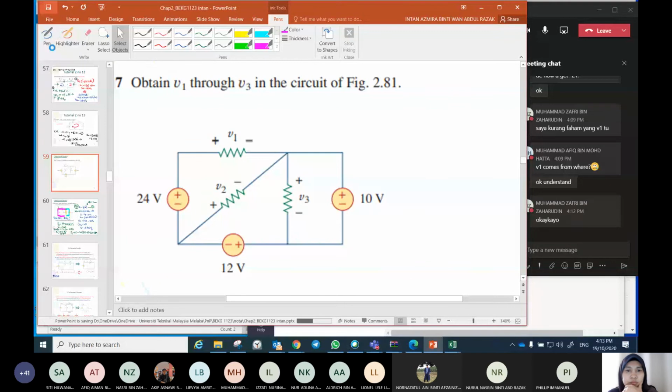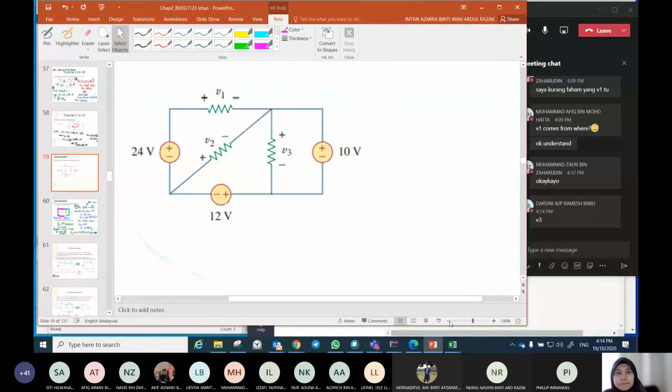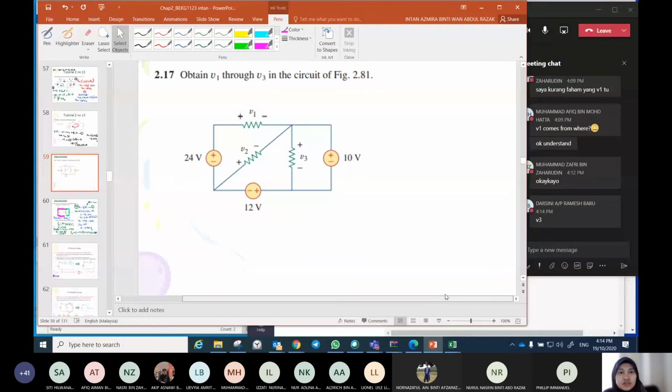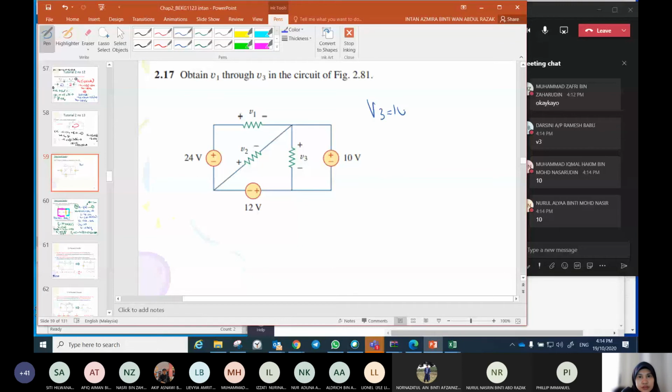Okay, any other opinion? Which V is easier to find first? V3, yes, V3. Okay, why V3? What is V3? The value of V3 is equal to 10 volts, because it is parallel with this 10. So V3 is equal to 10 volts. Okay, the next.